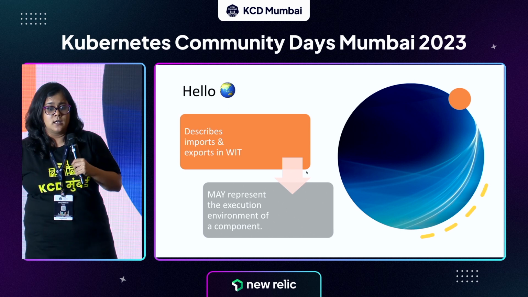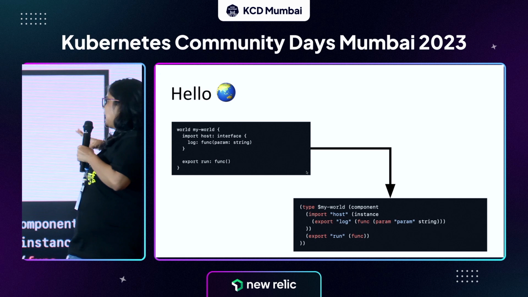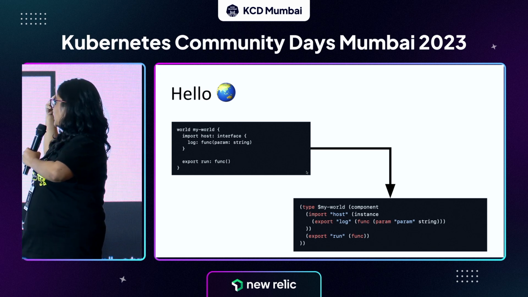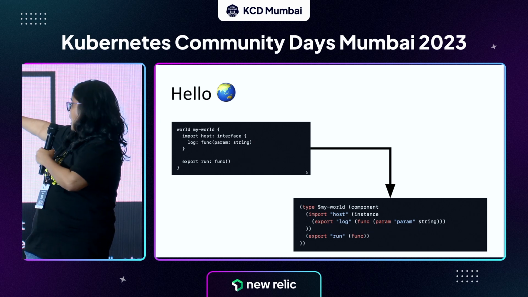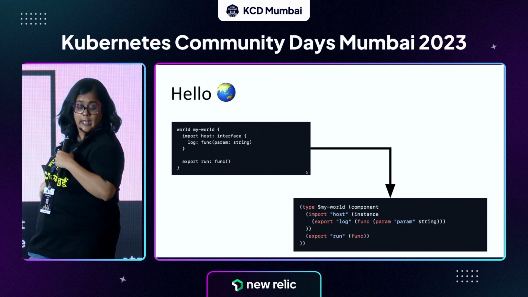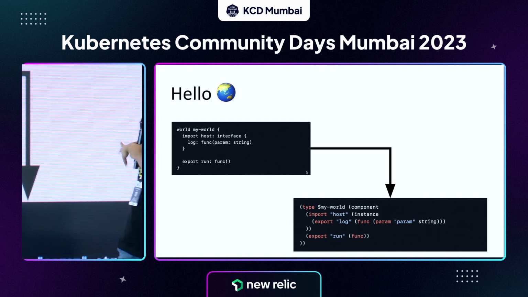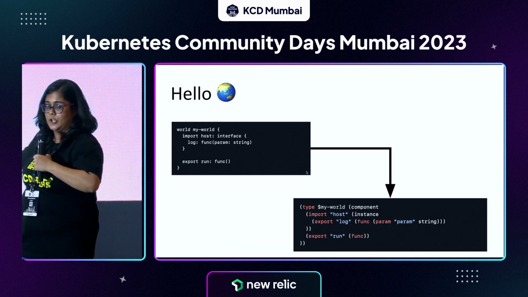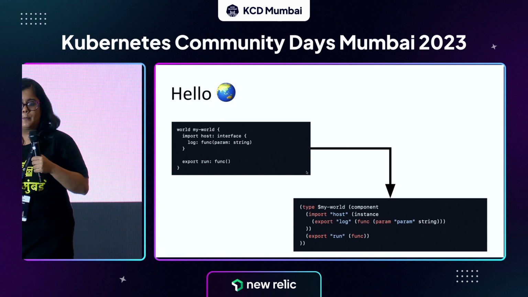Next slide, please. This can actually look like this. Basically, if you have a world defined here, it can actually look like the type. I don't know if you're able to see here. It can be analogized to this particular screenshot here. And it's like defining a type in normal programming.